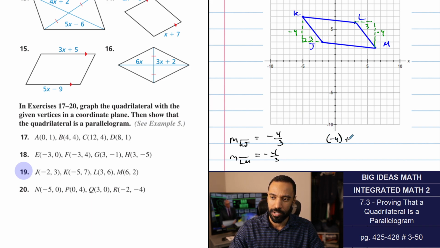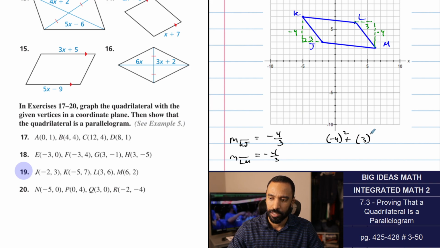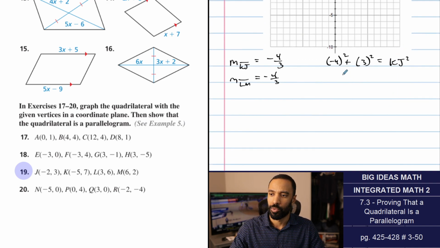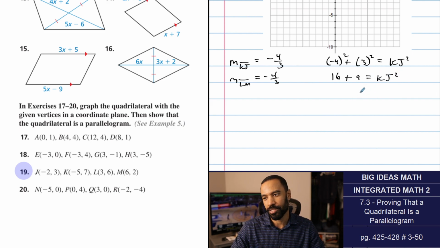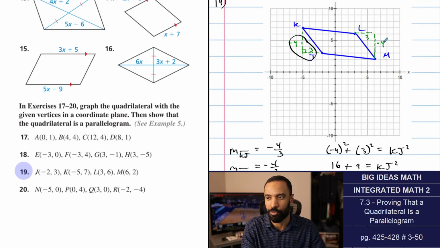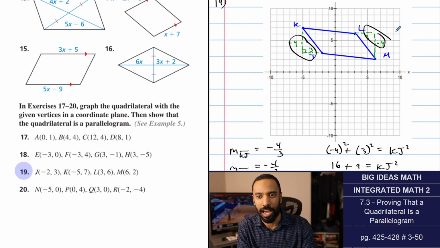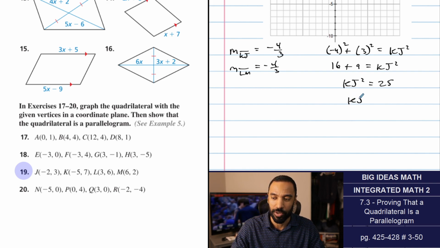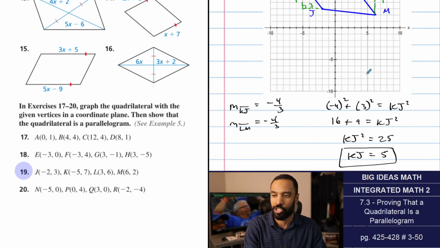We have a squared plus b squared equals c squared. That length. So we've got to find KJ from that. So that's 16 plus 9 is KJ squared. And I'll be honest, I wonder if it's enough to say that, look, these are the same things, negative 4 and 3 and negative 4 and 3. Is that enough, or do I actually have to find the length itself? I guess I'll find the length, but it's not actually a requirement. Anyway, if you take the square root of both sides, you get KJ is 5. That is the length of KJ.